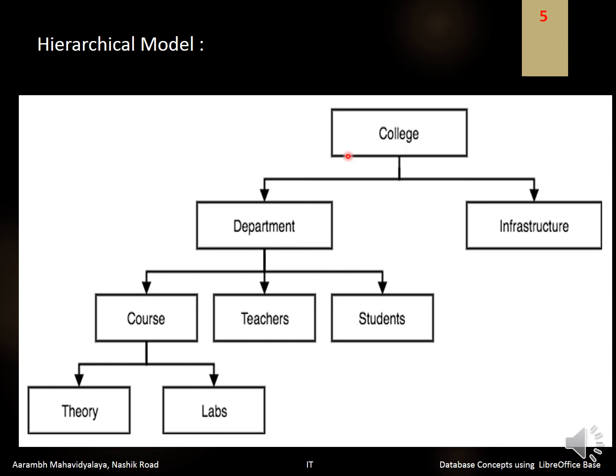Now let's see this college. A college has different departments, maybe arts, commerce, science, HSVC. Every department has different courses. Different courses may have a theory part as well as labs, that means the practical part. Arts has different ones, commerce has different ones, science has different ones, and HSVC has different ones. This complete structure is known as the hierarchical model.